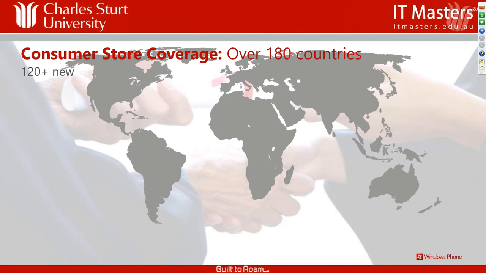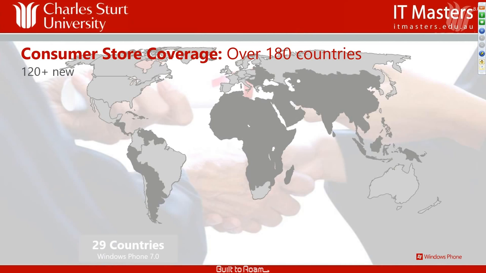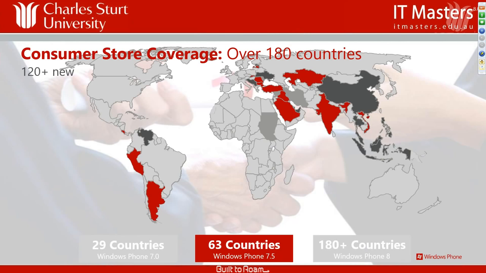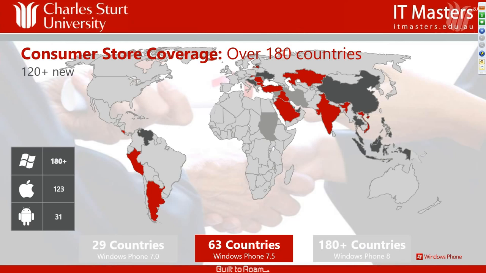With Windows Phone 8, the extension of the number of devices that we can get out worldwide and the countries that we can target has gone from 29 countries, the original Windows Phone 7, to 63 countries for Mango, so Windows Phone 7.5, through to over 180 countries now supported by Windows Phone 8. When we look at this in the context of other platforms, it completely dwarfs what's available as a target market for both Apple and Android.